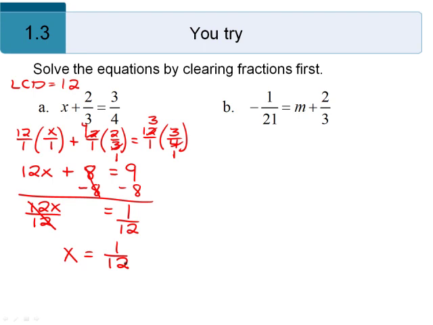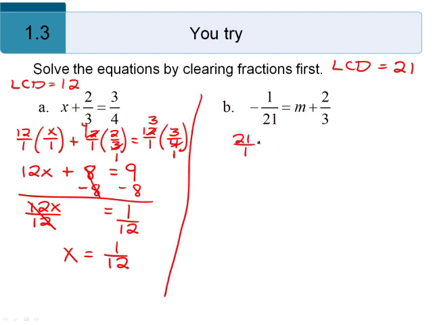Okay, let's look at B. So we have denominators of 21 and 3. The least common denominator here is going to be 21 because they both go into 21. A lot of people think 3. 3 is a common factor, not a common denominator. They have to go into the denominator, and 21 would not go into 3, so that's why it can't be 3.